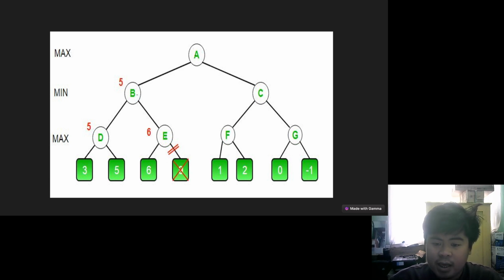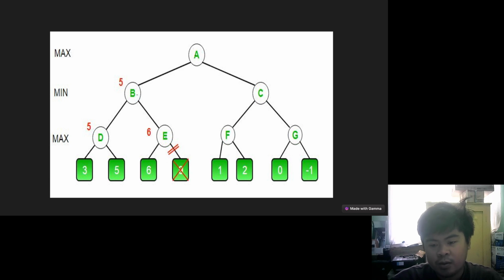So at C, alpha is equal to 5 and beta is equal to positive infinity. So C calls F. At F, alpha is equal to 5 and beta is equal to positive infinity. And F looks at its left child, which is a 1. So alpha is equal to the maximum of 5 and 1, which is still 5. So F looks at its right child, which is a 2. Hence, the best value of this node is 2. So alpha still remains 5. So F returns a value of 2 to C.